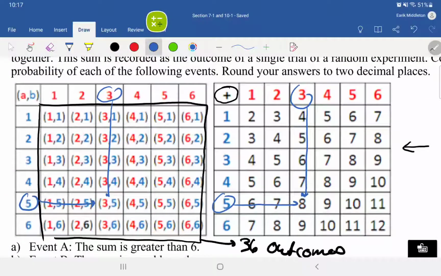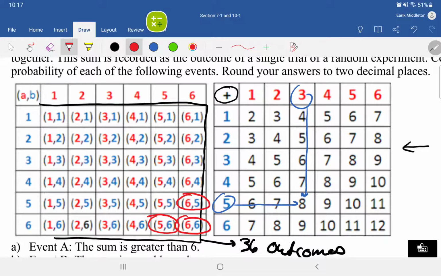Now, to find the sum greater than 10, I first want to identify the pairs that give me the sum greater than 10. Well, that's going to be 5 and 6, because 5 plus 6 is 11, and the sum of 11 is greater than 10. There's going to be 6 and 5, which is also 11, and 6 and 6. That is 3 options that have the sum that is greater than 10.